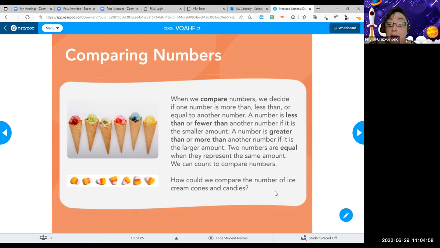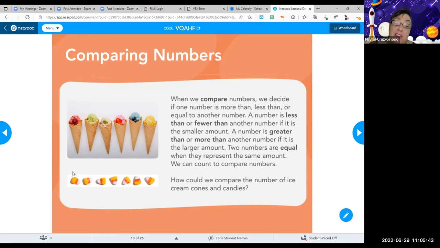So how would we compare the number of ice cream cones and the candy corn at the bottom? Do you remember what we did on the slide before? Okay, so the first step is to count them. 1, 2, 3, 4, 5, 6 ice cream cones. Now let's count our candy corn. Go ahead. 4, 5, 6, 7. There seems to be an extra candy corn.